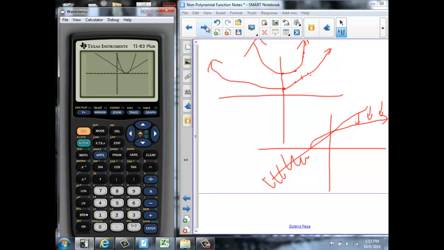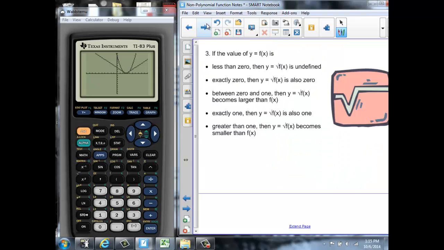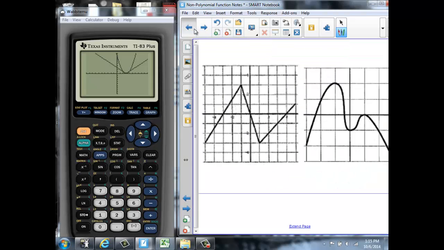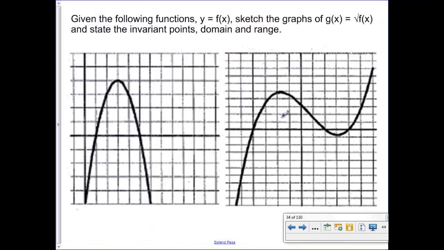Okay. Let me fast forward here to a new example. If I were to give you just some random looking graphs, could we sketch what the square root of these graphs would look like? Let me try a couple with you. So here's an upside down quadratic.